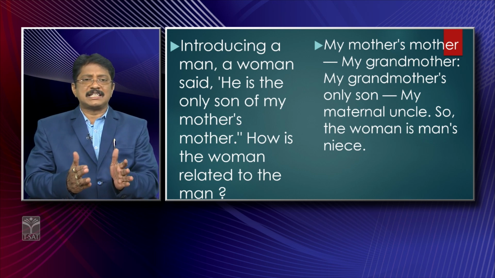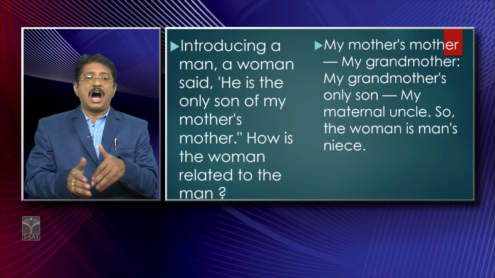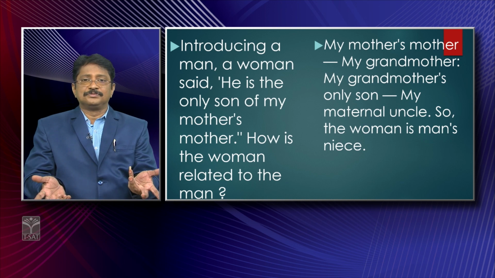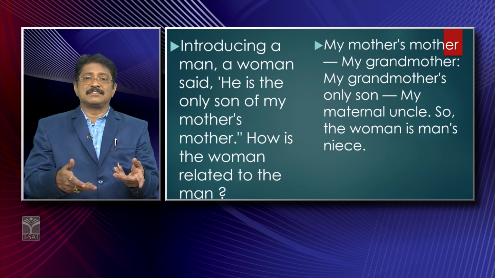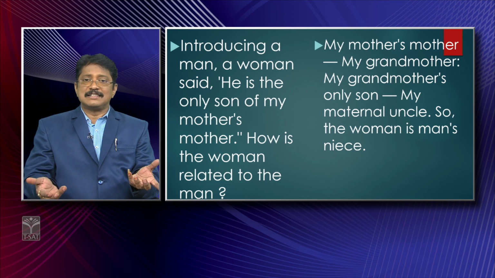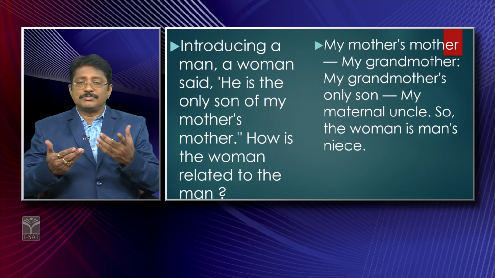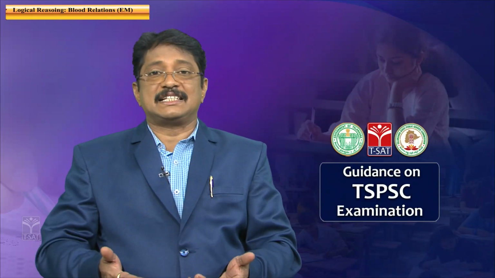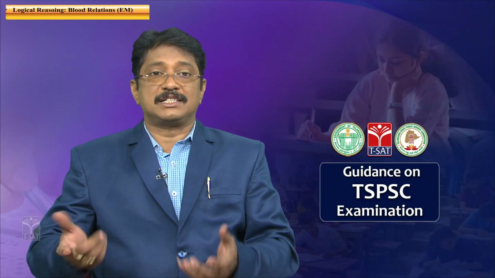He is the only son of my mother's mother. How is the woman related to the man? Simply, my mother's mother, yes, she is my grandmother, and my grandmother's only son means my maternal uncle. So that woman is that man's niece. So you can say it.